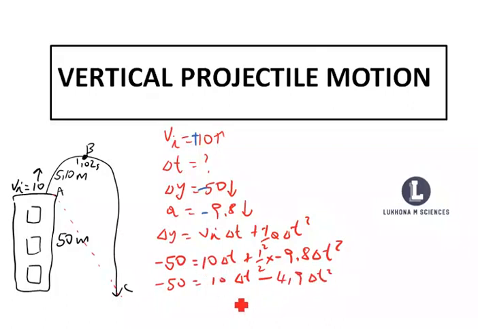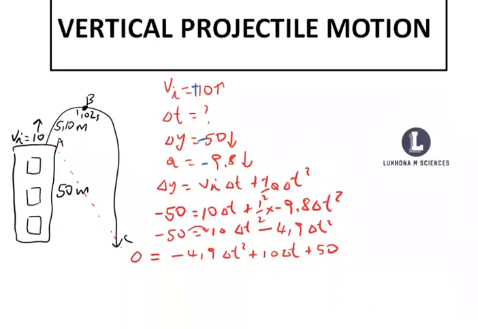So we can transpose this one to this side. We have minus 4.9 delta t squared. This one is positive, plus 10 delta t. Then this one, when it comes here, will be positive 50. So we are left with 0 here. Now we can factorize here using the quadratic equation.